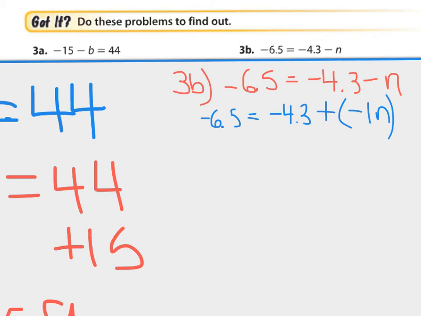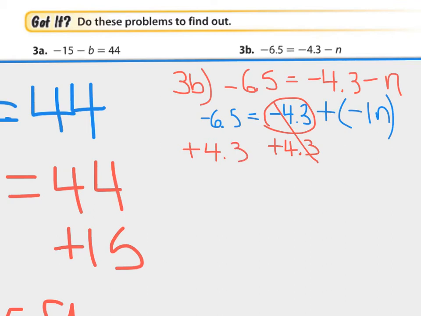So I'm using identity property. Now I'm going to use property of equality to get rid of this negative 4.3. So I'm going to do the opposite operation. So here, I'm going to add it because the value here is negative. So if I add a 4.3, it gets rid of it. Okay, but then I have to do the same to the other side. And I'm going to add a positive number to a negative, so it's going to make it a smaller negative number.